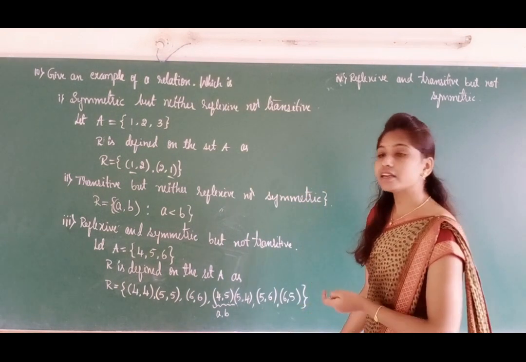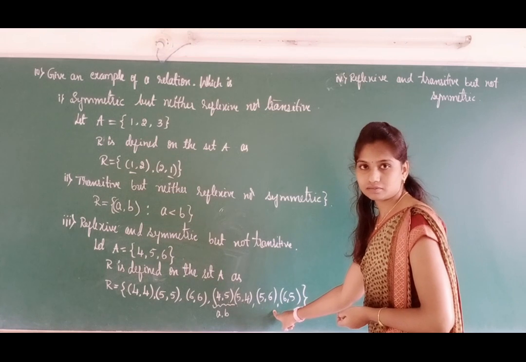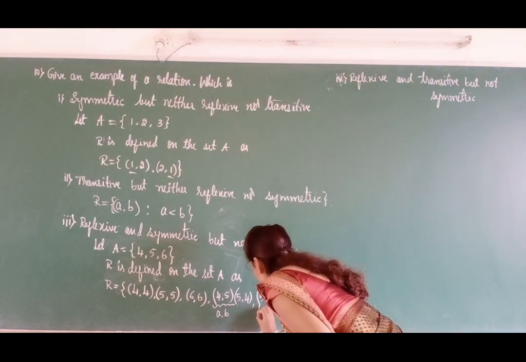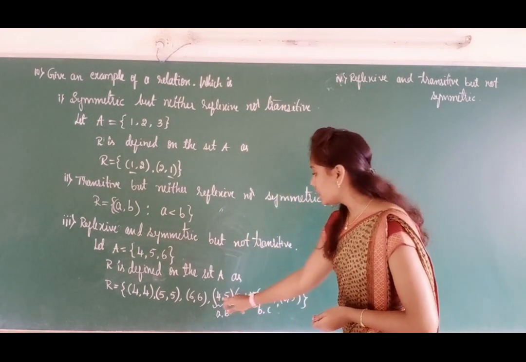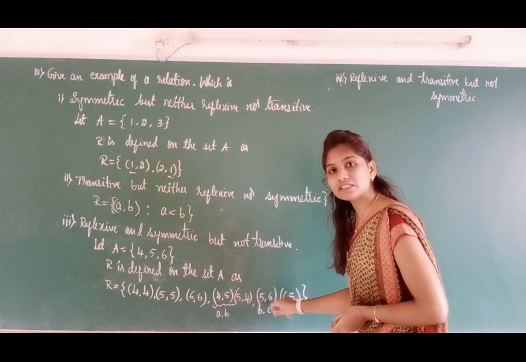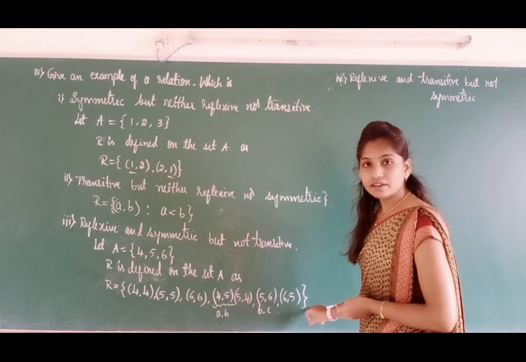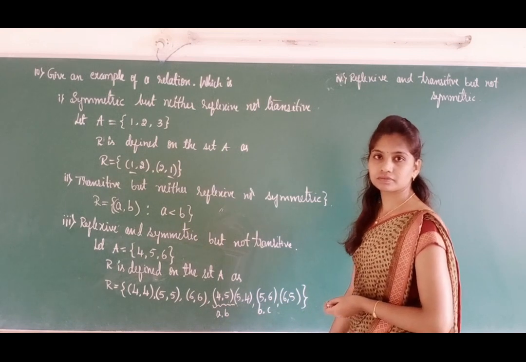Okay, next ordered pair starting with the element 5 only. I am taking this ordered pair. This is our (b, c). Then we have to check whether the element (a, c), that is (4, 6), belongs to our relation R. Not right. That's why this is not transitive.